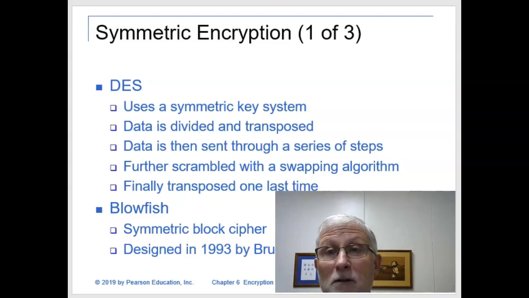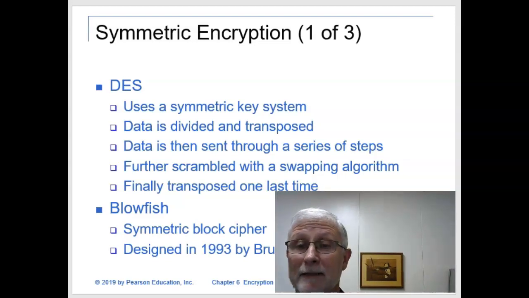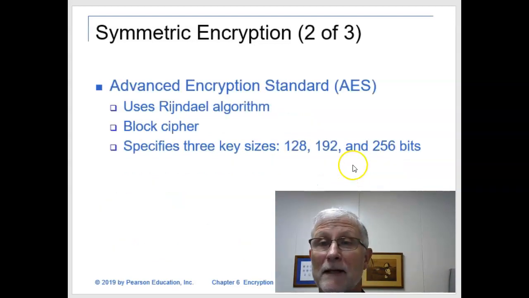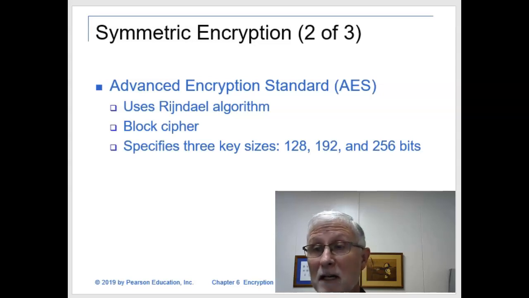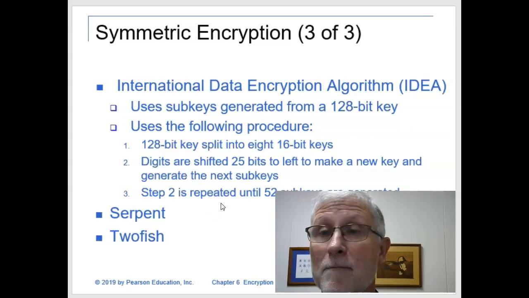Blowfish is a symmetric block cipher invented back in '93. The one that's used probably the most today is the Advanced Encryption Standard. It uses the Rijndael algorithm. It's a block cipher, but it has 3 different key sizes, 128, 192, 256. Of course, the more bits, the more secure it is.